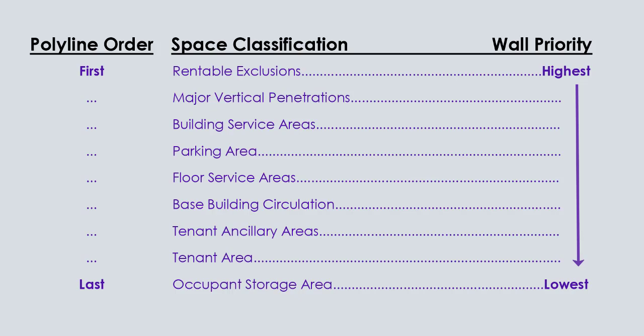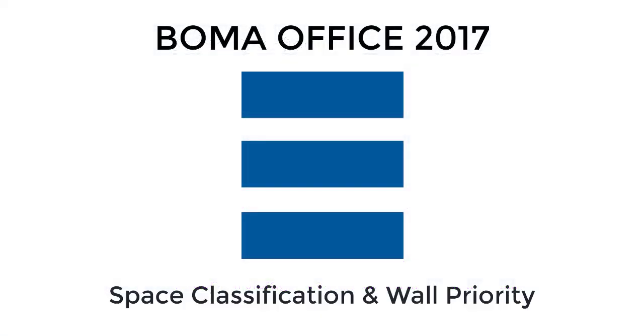With a stronger understanding of both boundary area and space classification, you will be able to effectively polyline most office buildings. Thank you for watching, and please join me in our next video where we put all that we've learned into action.